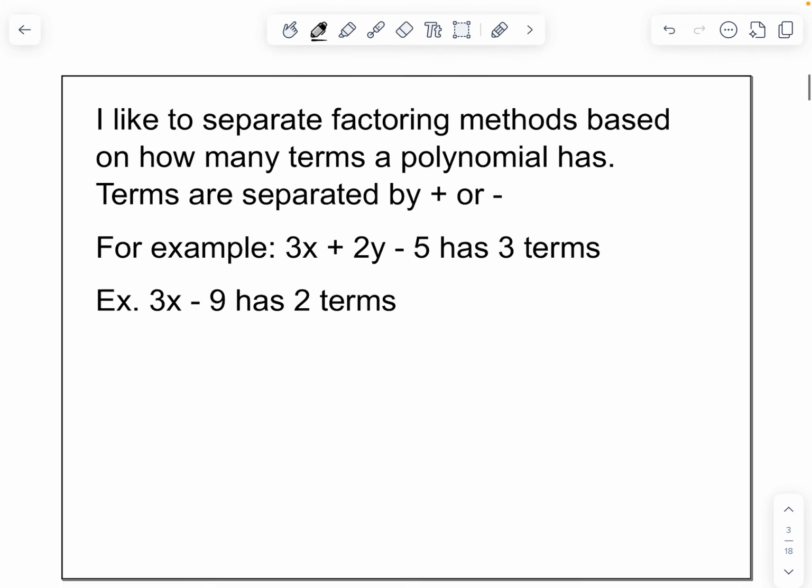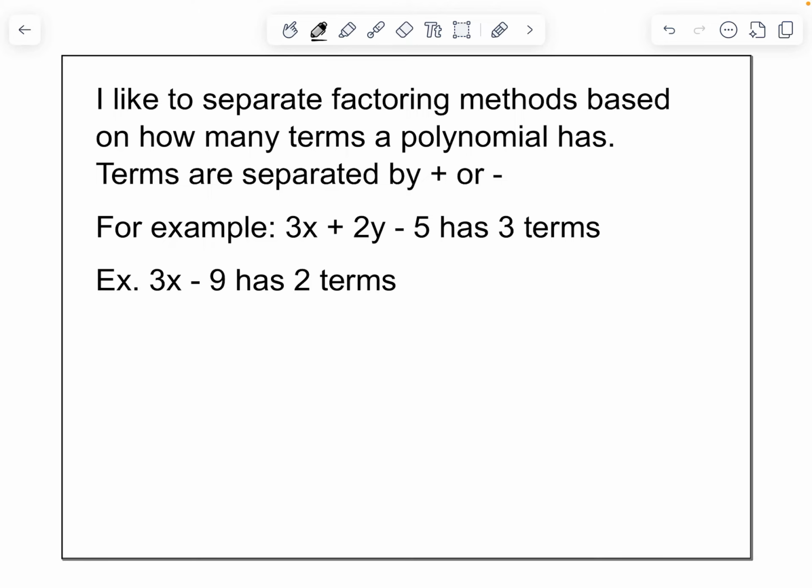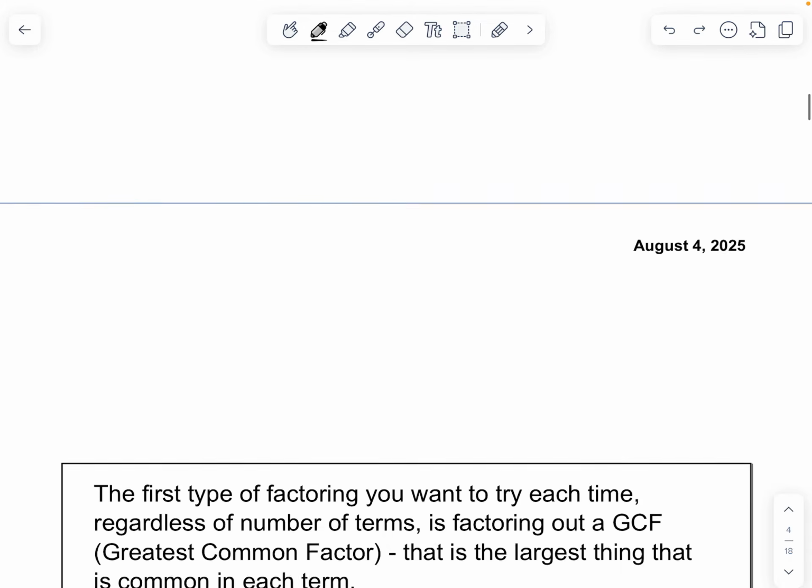I like to separate factoring methods based on how many terms a polynomial has, and so this is a good time to talk about terms. Terms in a polynomial or terms in an equation are always separated by a plus, a minus, or an equal sign. Since we're talking about expressions today specifically, we're just talking about pluses and minuses. For example, this first one, we have a plus, we have a minus, that leaves us 1, 2, 3 terms. The second one has a minus, that leaves us 1, 2 terms. In expressions like this, if we had an equal sign, we would call that a separate term as well. But in expressions like this, anything separated by a plus or a minus is a separate term.